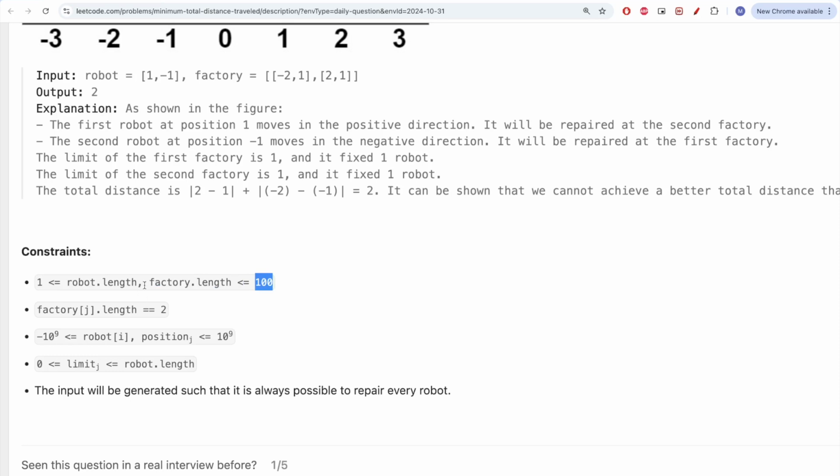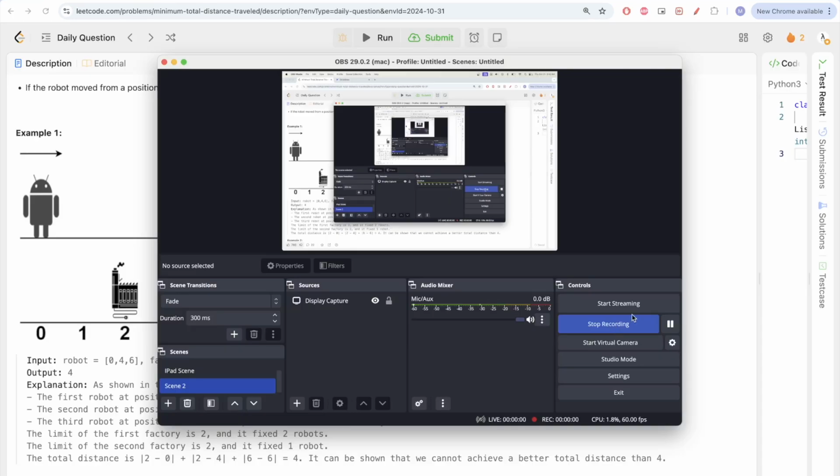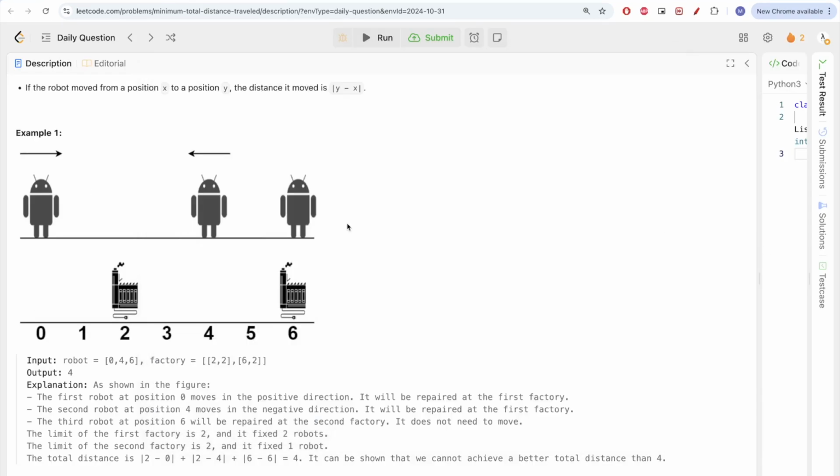Okay. Now, if you take a look here, the lengths are not too big, 100 for each. So this tells you that some O(n squared) time complexity, of the length of robot by the length of factory, should definitely pass. So let's take a look here. What's the best way to tackle this?